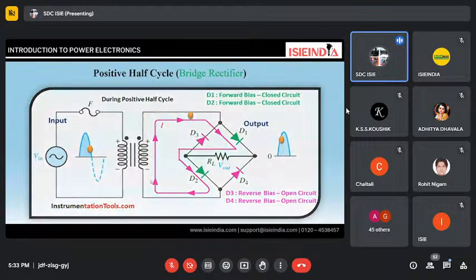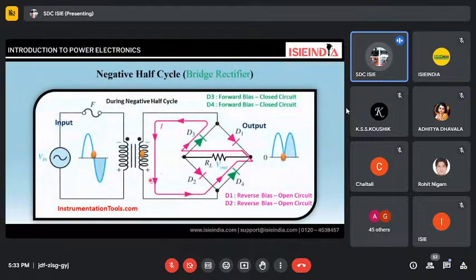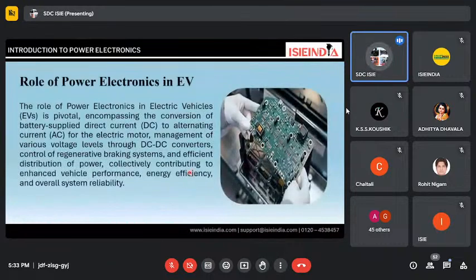As well as when we are talking about the negative half cycle, you will see that the negative half cycle can be covered from D4 to D3, again making a closed loop circuit. At a particular time, two diodes are active and two are in the off region. So these are the basic fundamentals which we have seen in power electronics, like in the rectifier.